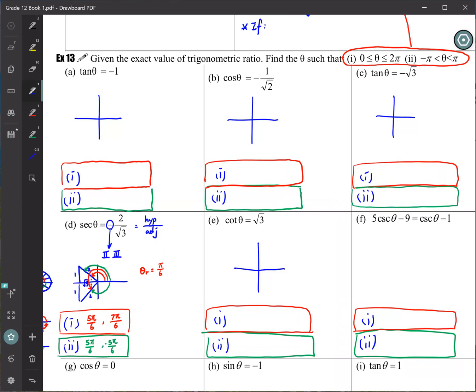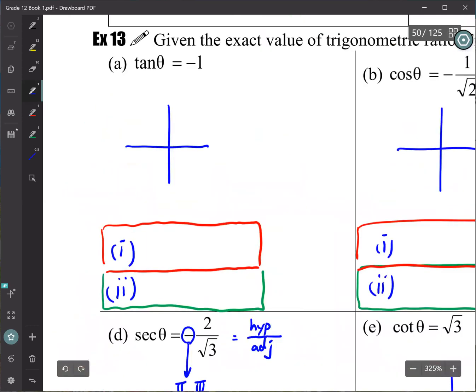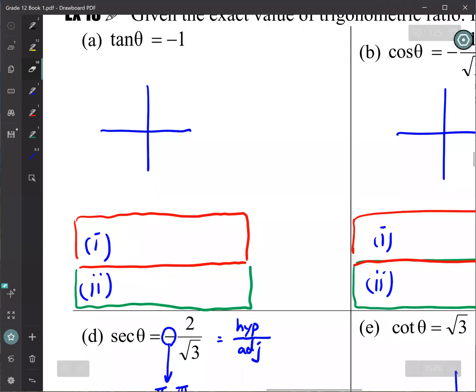William, can you tell me for question A, which quadrant? 1 and 3. Yep, 1 and 3, are you sure? Oh wait, negative. Never mind, then it's 2 and 4. Okay, so you've got to fix A. I'll wait for you. Okay, so 2 and 4.